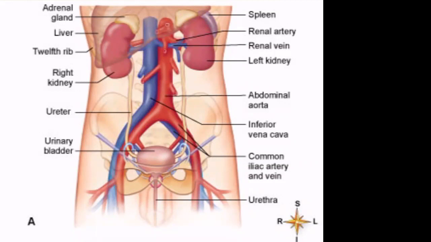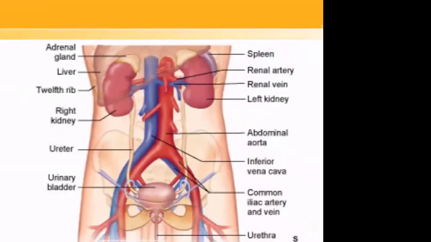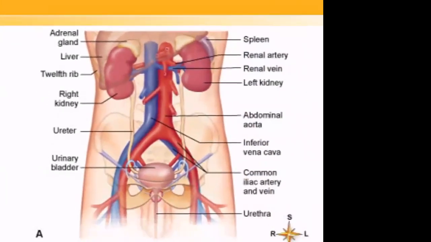Notice on each of the two kidneys, there are the adrenal glands sort of sitting on top like a cap. Something else you might notice is that the right kidney, again, we're always talking about the patient's right or left side, the right kidney kind of looks like it's a little bit lower than the left kidney. And it actually is.